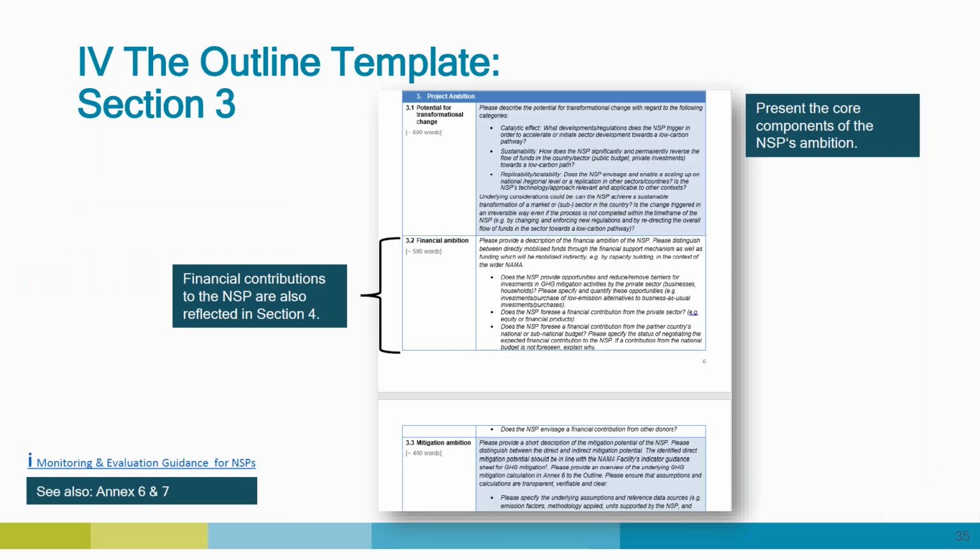Section 3 is intended to present in detail the NSP's potential for transformational change, financial ambition, and mitigation potential. The difference between the direct and indirect mitigation potential should be described here and elaborated further in Annex 6. We strongly recommend considering the NAMA facility's monitoring and evaluation framework and tools provided by the NAMA facility. You can find these links on the left side of the slide once we circulate the presentation today, right after this webinar. Please note that there is a direct link between the financial ambition from private, public, and other donors, potentially, and the financing structure of the NSP. We will touch upon this in more detail now in the following section 4.